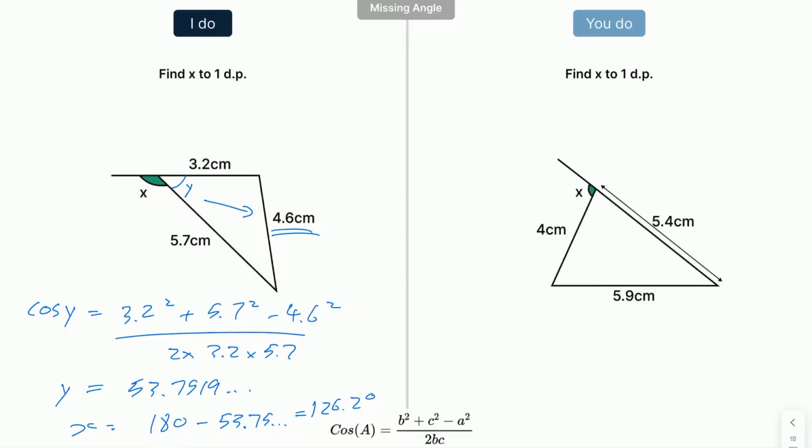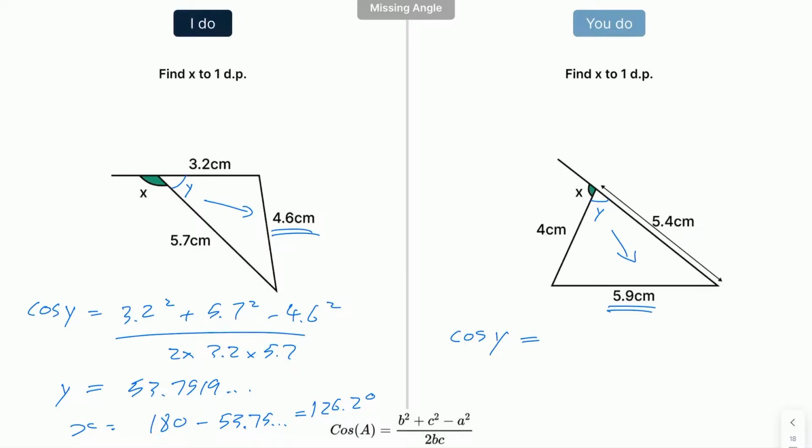So again, when you look at this one, you're trying to find x. X is an angle in a straight line. So if you find y first, you will get x by subtracting from 180. Now that's the side opposite. Again, write the formula. No, it's not x, it is y.